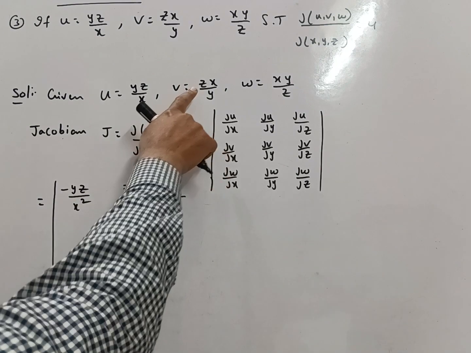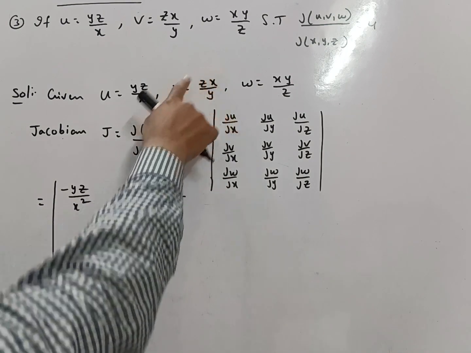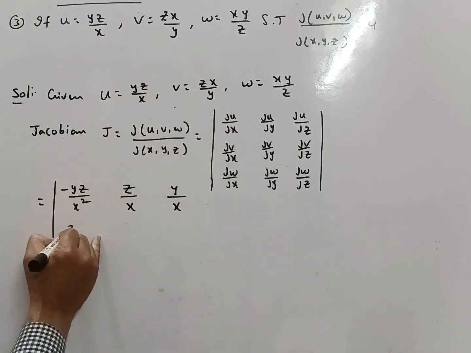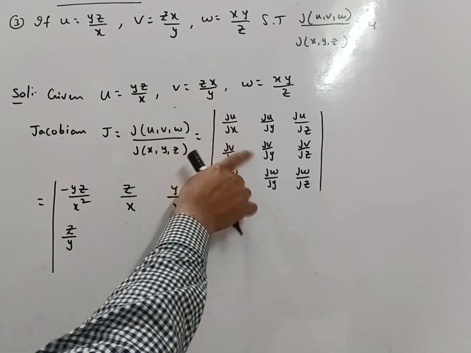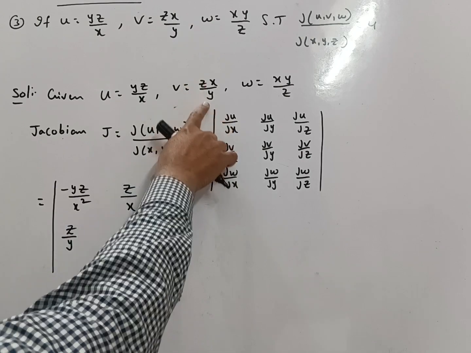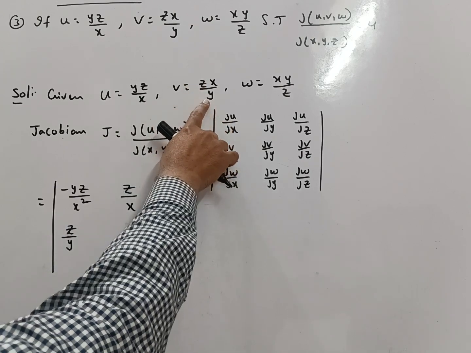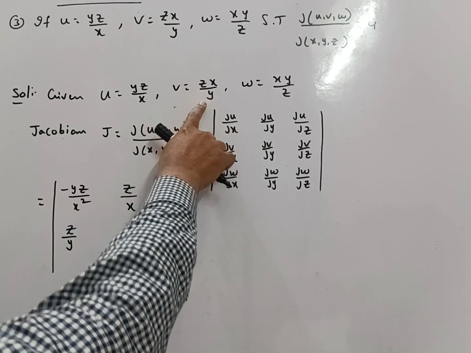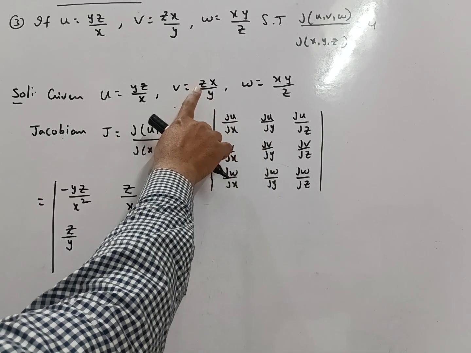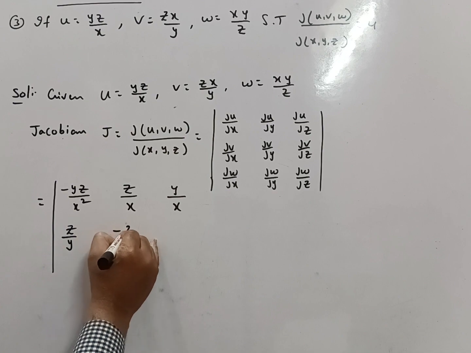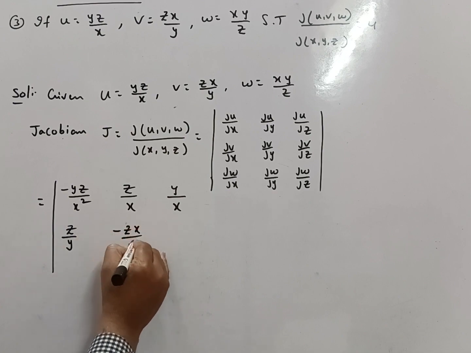Okay. Next, v with respect to x. X is in the numerator in v. X is 1. I get z by y. Then v, y is in the denominator, so 1 by y you have to take. V with respect to y. 1 by y differentiation is what? Minus 1 by y square. I get here minus zx by y square.